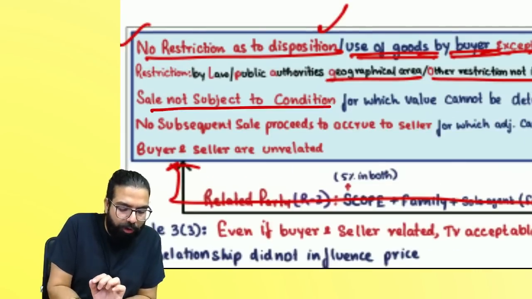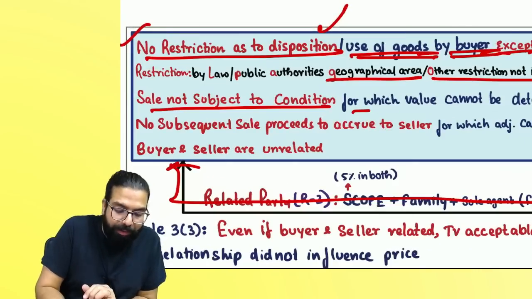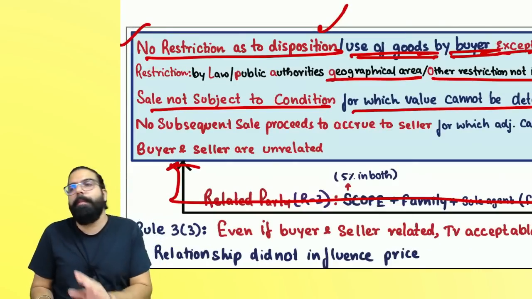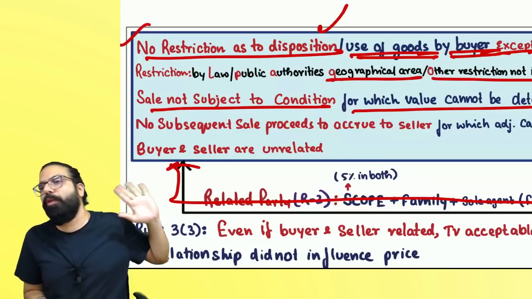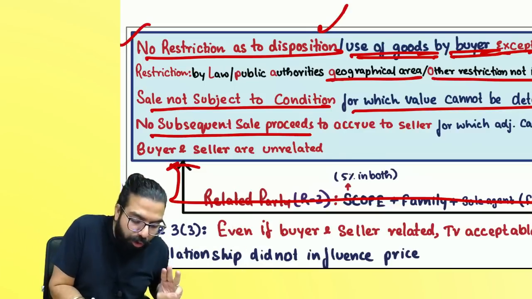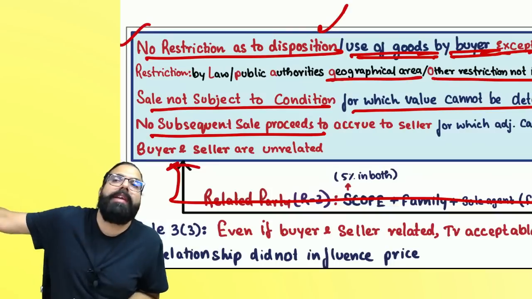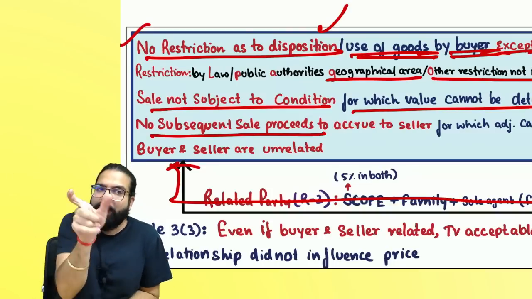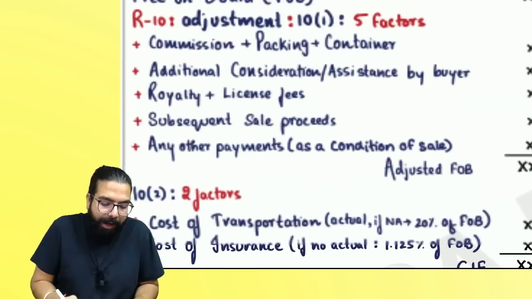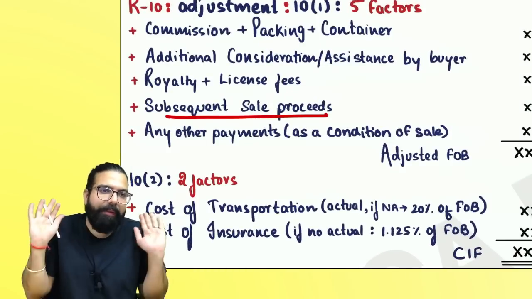The next one is that the sale should not be subject to a condition for which the value cannot be determined. Always remember, it should be an unconditional sale. If conditions are attached to the sale, then the valuation rules will be applied. The third one: you should not be paying anything subsequently to the seller. If you pay any subsequent sale proceeds to the seller and the value can be identified, then adjustment will be done in the CIF value.